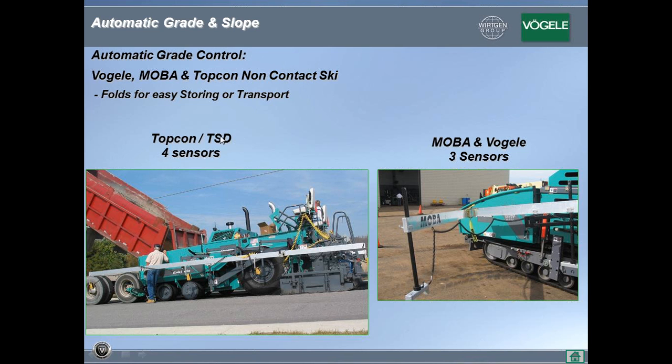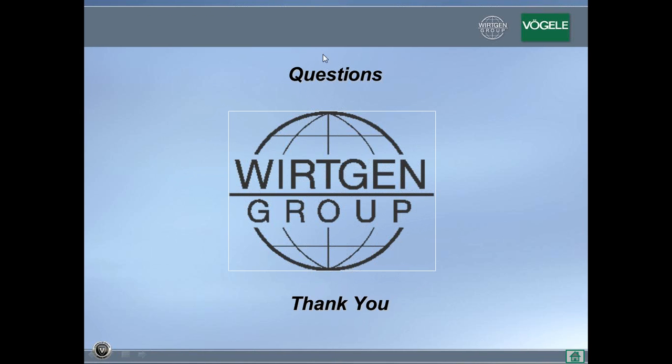Topcon makes a non-contact ski. MOBA makes a non-contact ski. Vogel also makes a non-contact ski. So those are some of the different types of automation that we use, and that will be the end of our advanced paving presentation today.